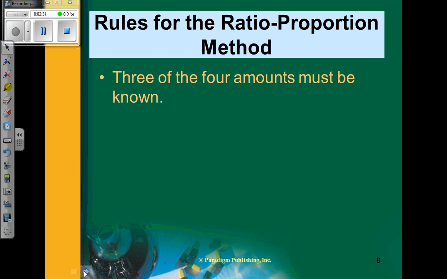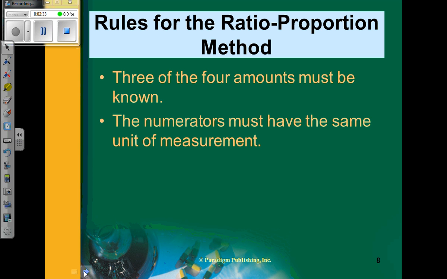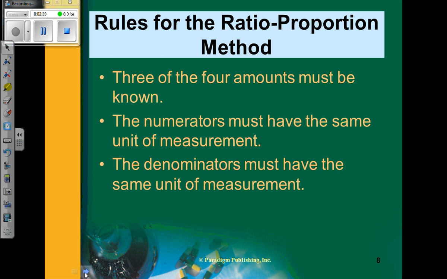These are the rules for the ratio proportion method. Three of the four amounts must be known. The numerators, which are the top numbers, must have the same unit of measure. Same with the denominators; they must have the same unit of measure. So if you have grams on top for the numerator, you must have grams on the other side. If you have milliliters on the bottom as the denominator, you must have the same on the other side.